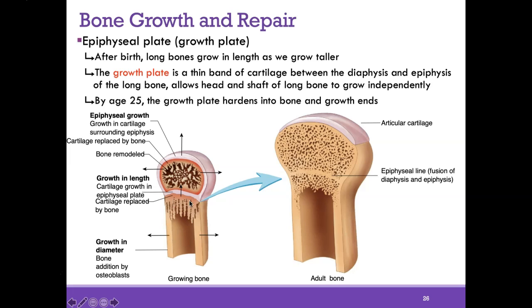What happens at around age 25 is that the growth plate hardens into bone, and that's when growth permanently ends. We can see that in an adult bone as the epiphyseal line. That's where the fusion of diaphysis and epiphysis happens. So this was once the epiphyseal plate, where that cartilage was that allowed the bone to grow in length as well as in diameter.